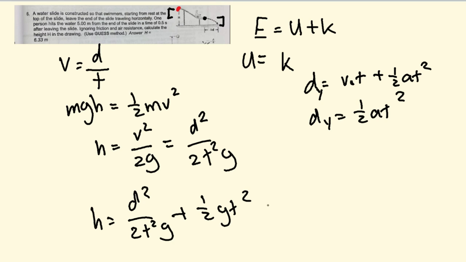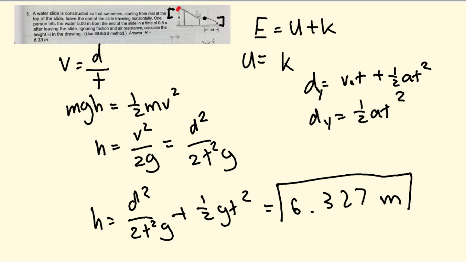So let's plug in some numbers. 5 squared divided by 2 divided by 0.5 squared divided by 9.8, plus 0.5 times 9.8 times 0.5 squared, gives you 6.327 meters. And that is it.